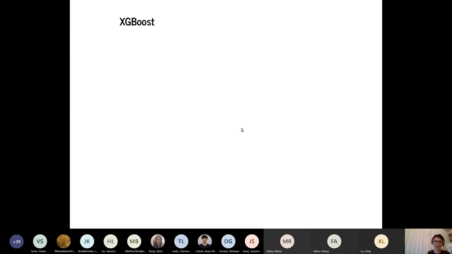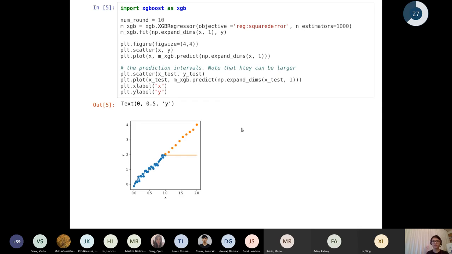So it has really good performance in applications. So how do I fit this model? Well, it's really simple. You can just install the XGBoost package from the Python package mirror. And then I guess I won't go into the detail.